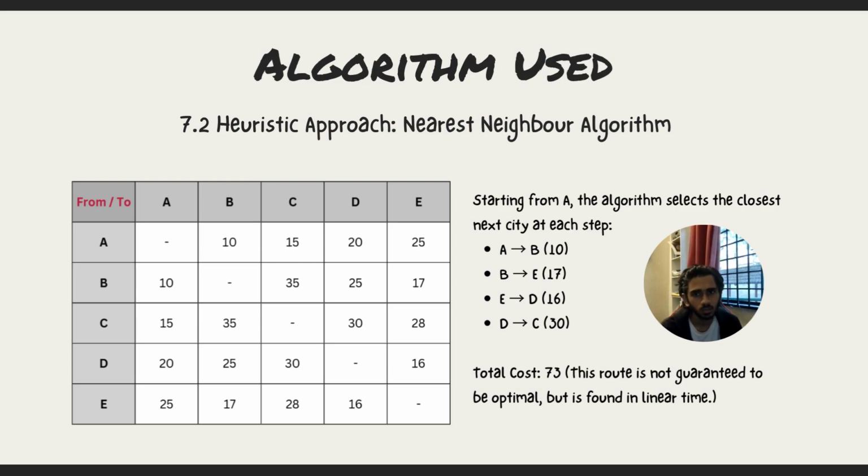And in E's row, you can find the least distance is 16 from E to D, and it moves to D's row. And as you can see, D to C is the smallest, 30. So once you calculate all the distances, the total cost is 73. This might not be the optimal distance, but it should work, and it should provide a short distance.